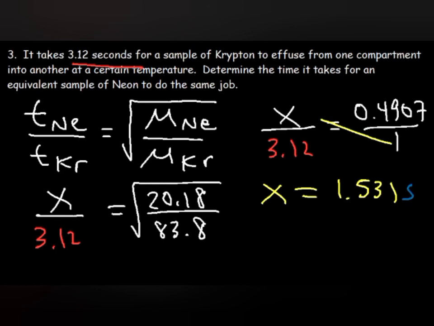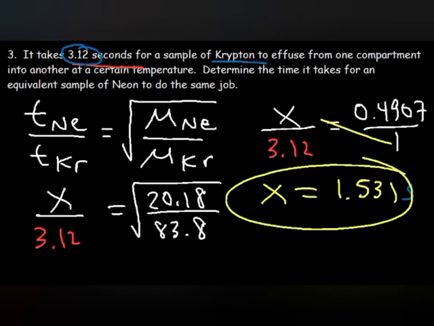Now, it makes sense though. The heavy gas molecule, which is krypton, or it's really an atom, takes a long time to get the job done because it moves slower. It takes 3.12 seconds to diffuse from one compartment to another. Whereas neon, which is lighter, moves faster, so it takes a shorter time to get the job done.